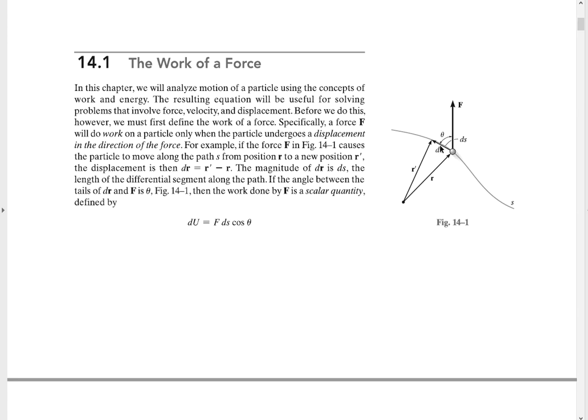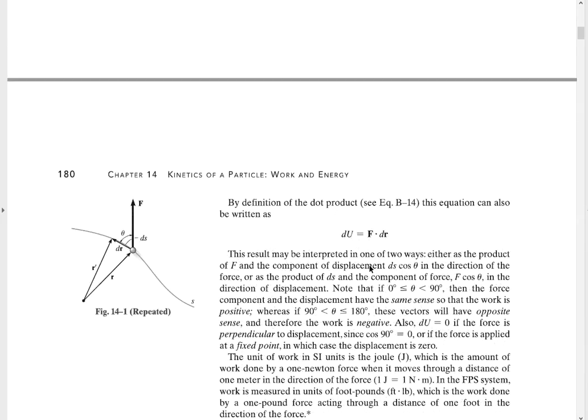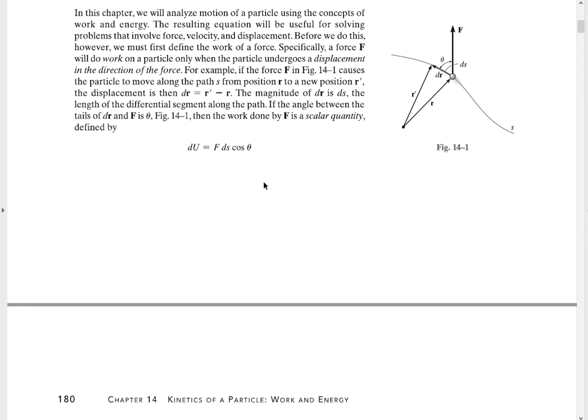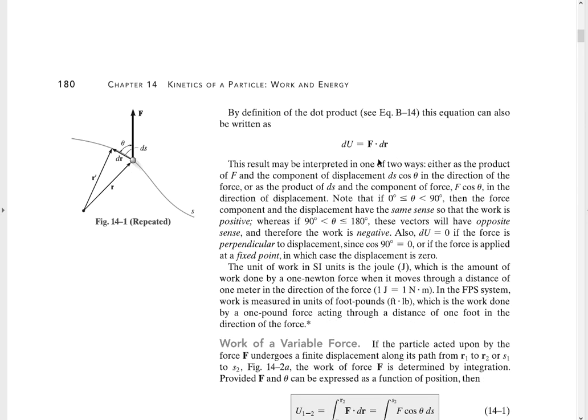ds approximates dr for small displacements, that is, small time intervals. So instead of using cosine theta, we can use the dot product to define the infinitesimal work du.